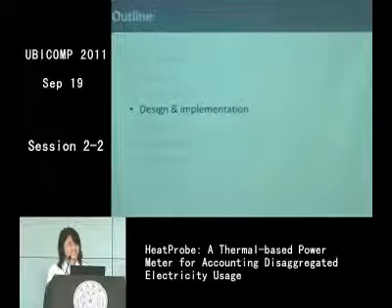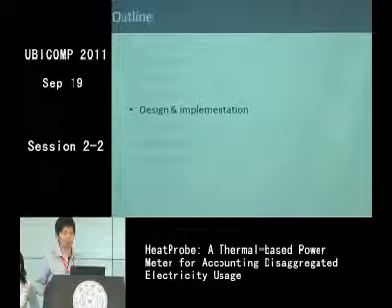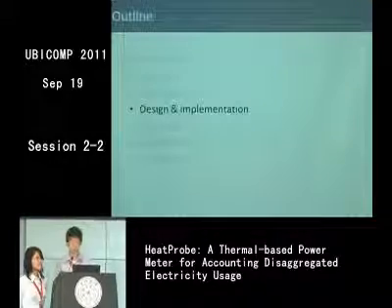Bo-Zhang will give us the design and implementation. Good afternoon, everyone. Now I will introduce system design and implementation.